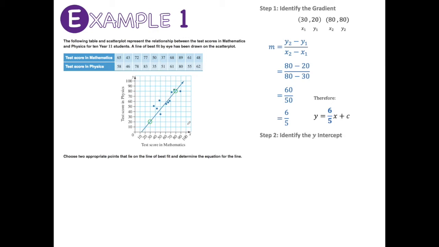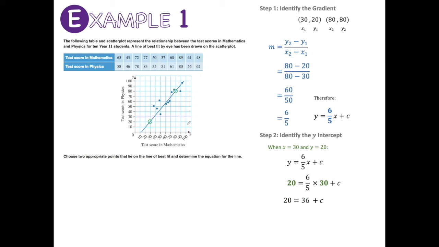So step 2 is going to go through and identify the y-intercept. So I can choose a set of points. I'm going to choose (30, 20). So when x is equal to 30 and y is equal to 20, I'm going to substitute them into my formula using the gradient. So 20 equals 6 over 5 times 30 plus c.